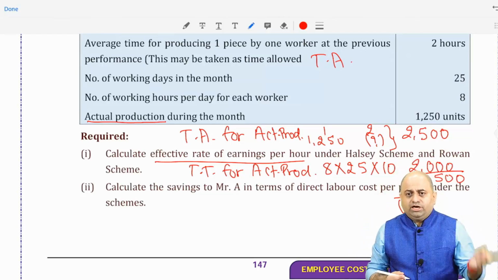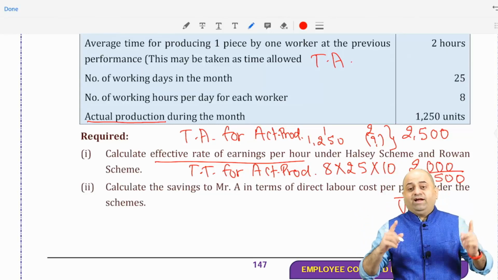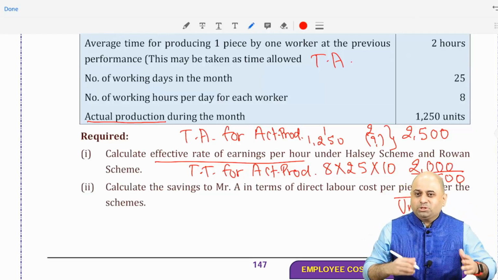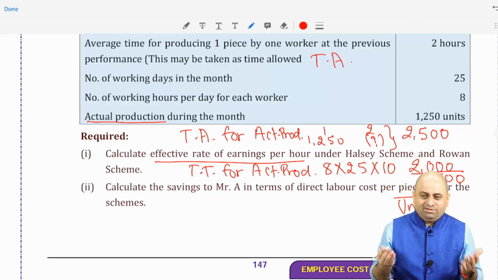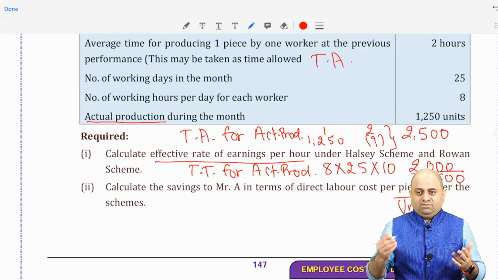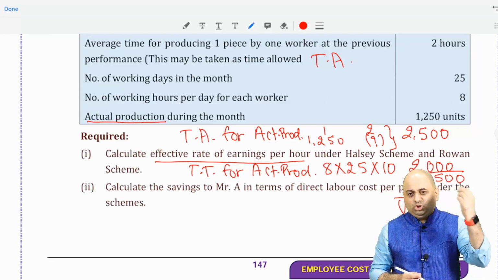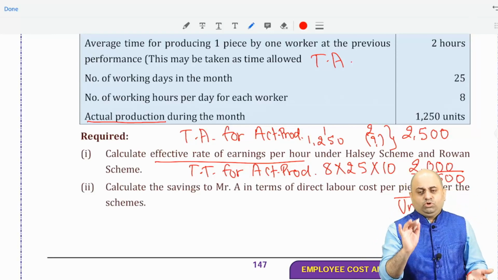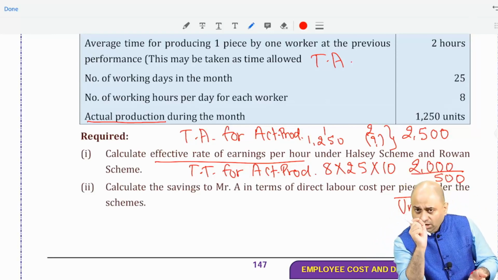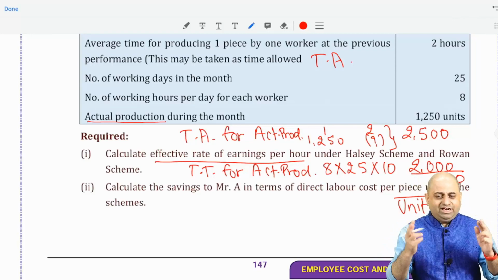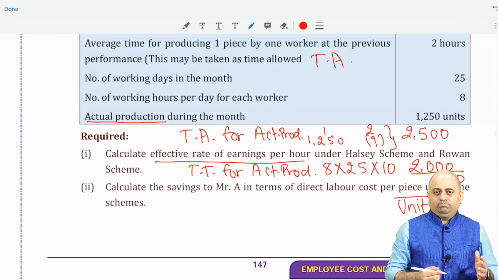Find out rate per unit under schemes. Find out rate per unit without schemes, which means your normal rate per unit. And then compare both. The difference will be savings per unit. This is what you are supposed to do in this problem. Confusion between rate per hour and rate per unit should not come.